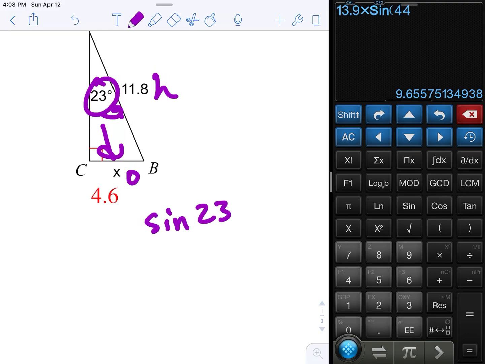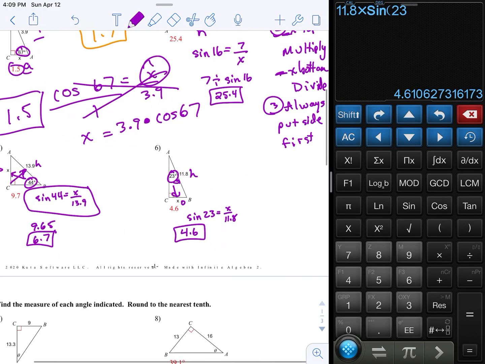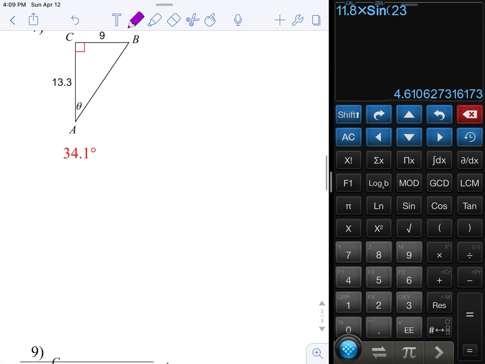Sine 23 equals x over 11.8. So x is on top, so you multiply, 11.8 times sine 23, which gives 4.6. Done. That's really about it, guys. All right, let me show you the next thing.